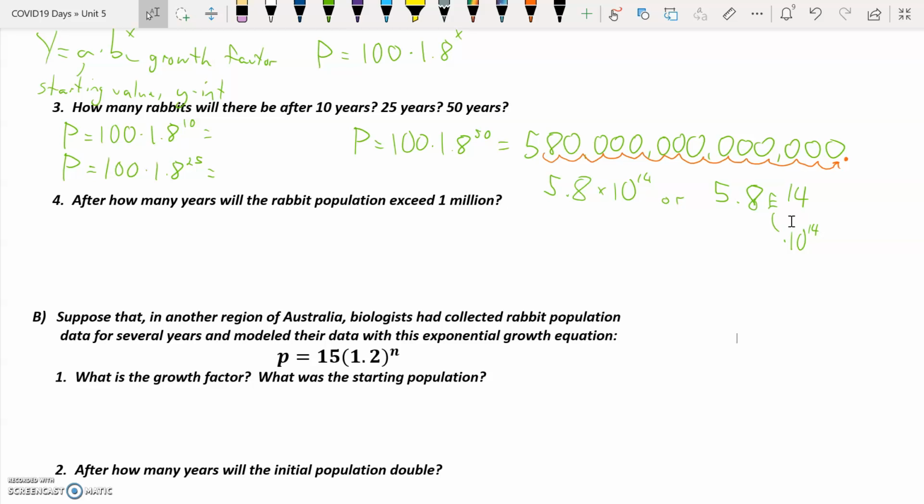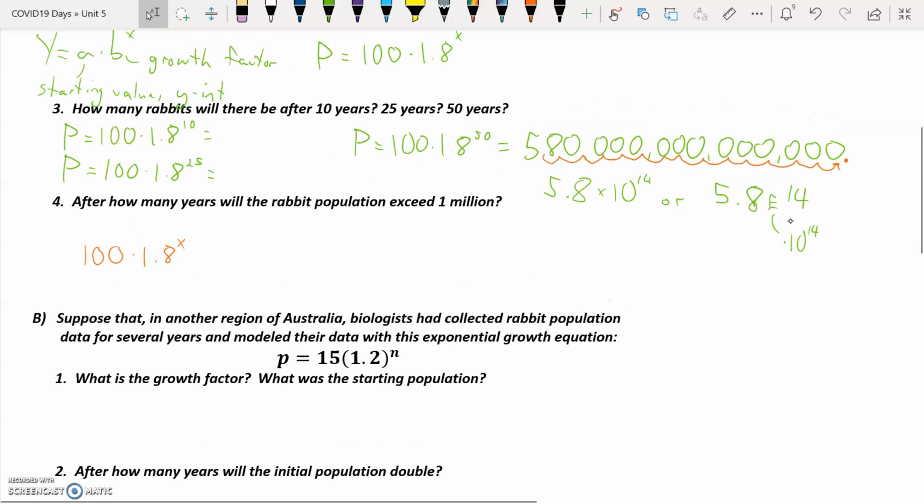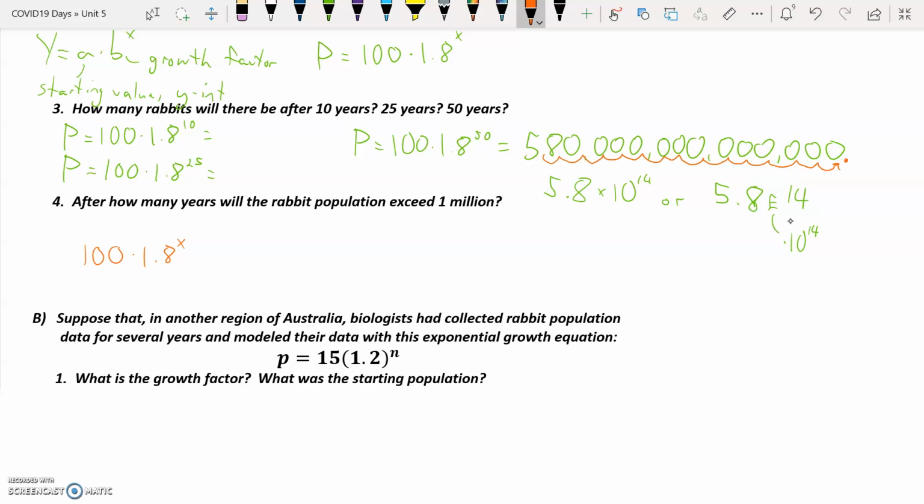So the last part, number 4, after how many years will the rabbit population exceed 1 million? This one, I said this in one of the previous videos, so we're trying to figure out when 100 times 1.8 to the power of x, or n or y or whatever you're using for your independent variable, it could be some other letter because it's years. We're trying to figure out when that thing is going to be greater than 1 million.